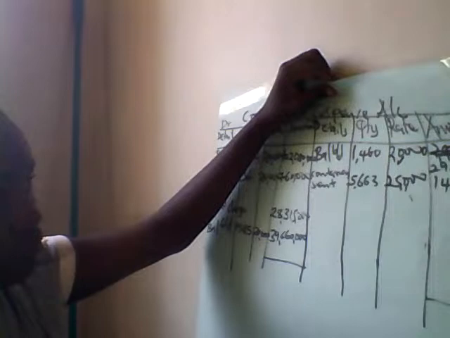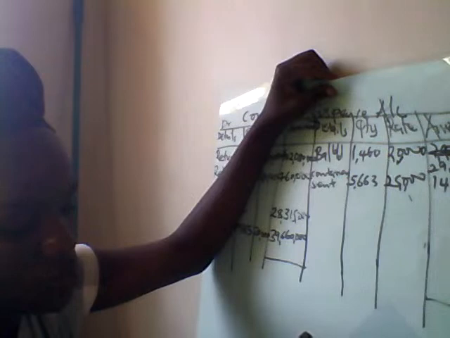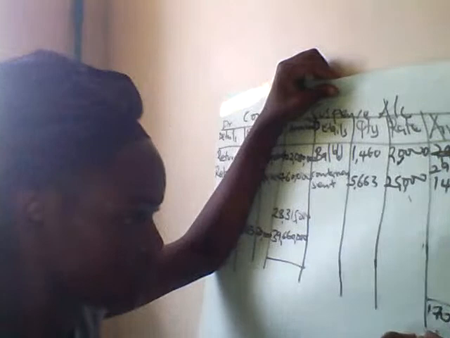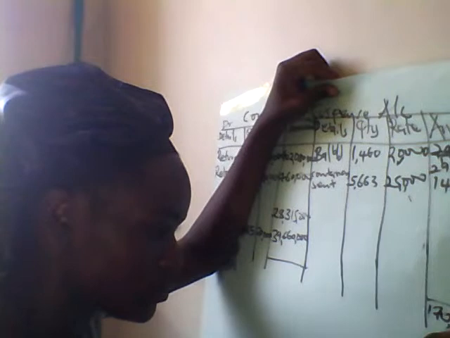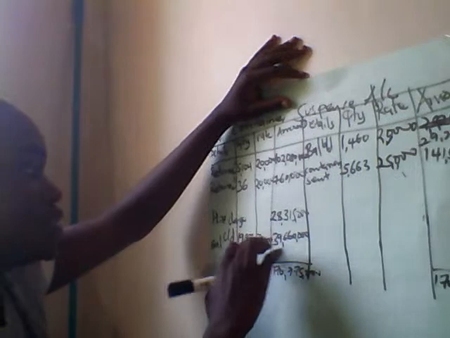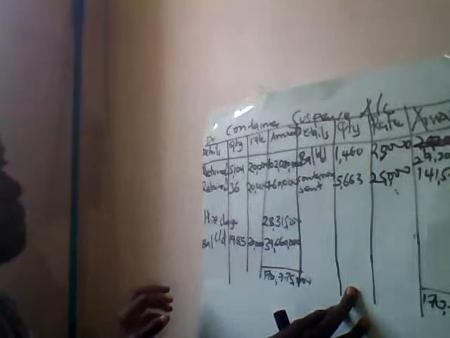So here 29,200 plus 141,575, this side is 170,775. Because this side is greater than this side, you put the same figure here and here, then you subtract this, this, and this, you get this. Yeah. And that is the container suspense account. This is how it looks like.